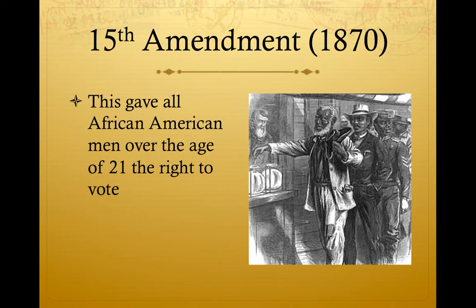This brings us to the 15th Amendment. The 15th Amendment gave all African American men over the age of 21 the right to vote. This was the last of what we call the Reconstruction Amendments. Amendments 13, 14, and 15 are Reconstruction Amendments. That's the time period in history in which they were passed. The 15th Amendment solidified the fact that African American men could vote.